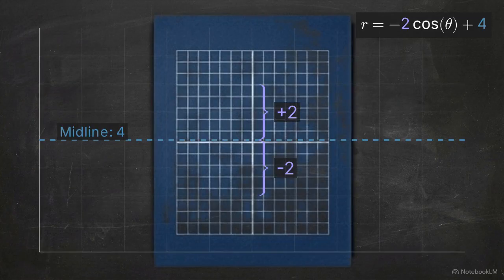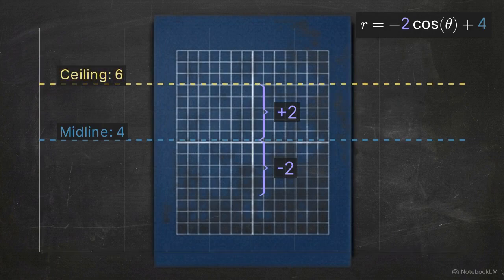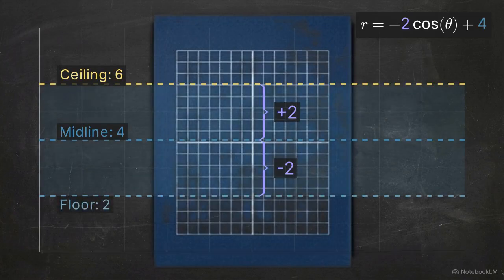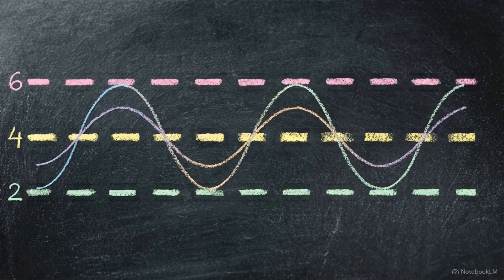To find the ceiling, the highest point of the wave, we add the amplitude to the midline. 4 plus 2 equals 6. For the floor, or the minimum value, we subtract the amplitude from the midline. 4 minus 2 is 2. We have defined our vertical bounds, 2, 4, and 6. This cages the mathematical behavior of our wave before we plot a single coordinate.